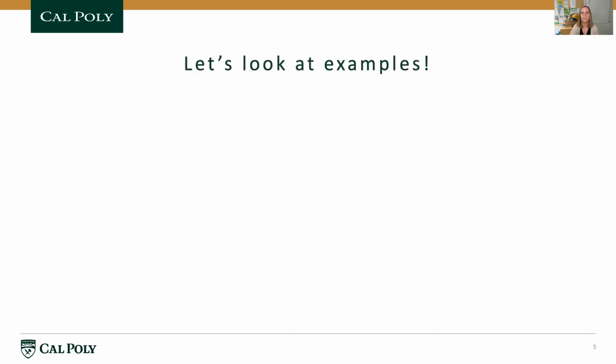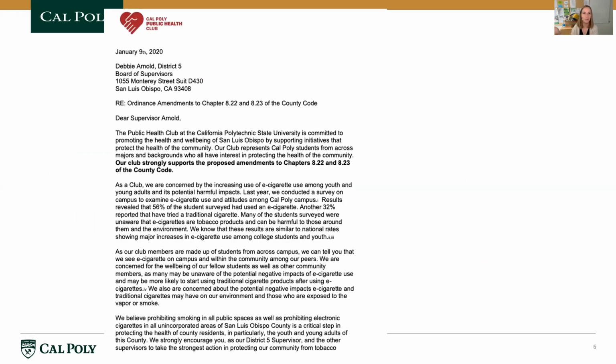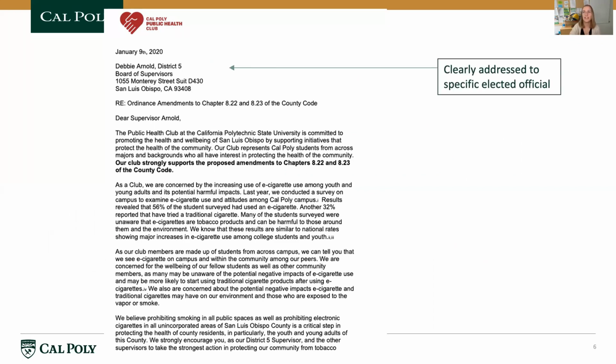So I'm going to give you some examples, because I think the letters can be intimidating, but this is mostly what I do because they put these on official records. We actually have one from the public health club that they wrote last year. The club did contact our Board of Supervisors. I want to point out some things. In this letter, they emailed this directly to her because Debbie Arnold had an email address, but they clearly specified the district that would represent them. So this is a specific one to the Board of Supervisors.